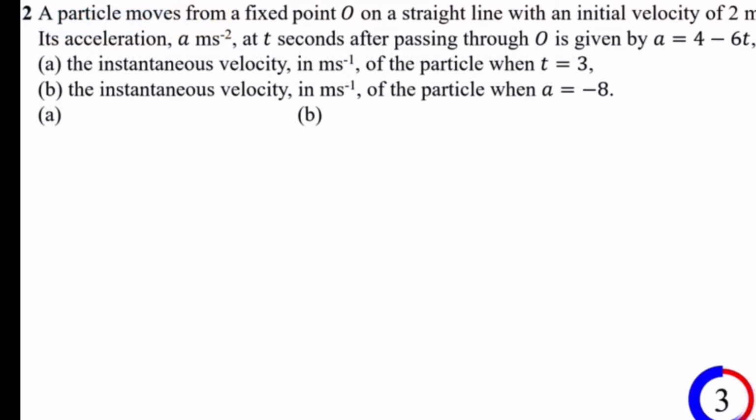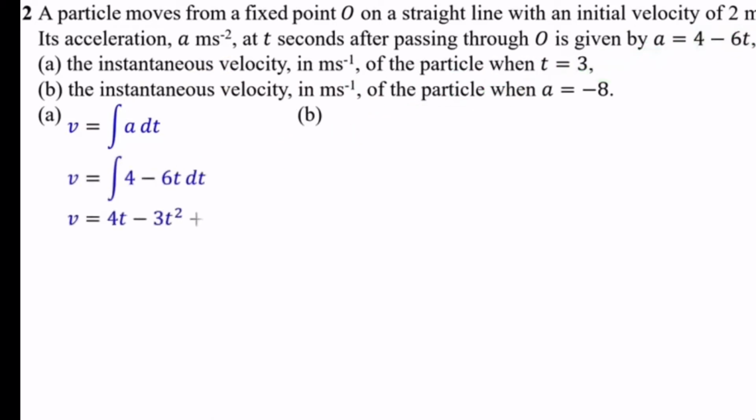A particle moves from a fixed point O on a straight line with an initial velocity of 2 meters per second. Its acceleration, in meters per second squared, t seconds after passing through point O is given by a equal to 4 minus 6t. So again, we need to integrate the acceleration to get the velocity, and the c is actually equal to 0, because when t equal to 0, the velocity is equal to 2.